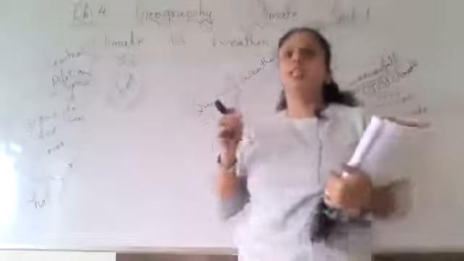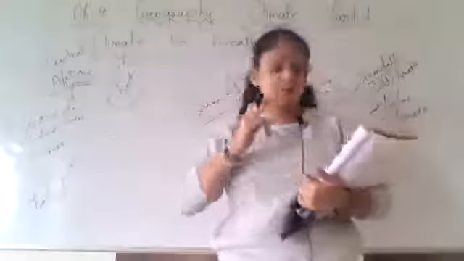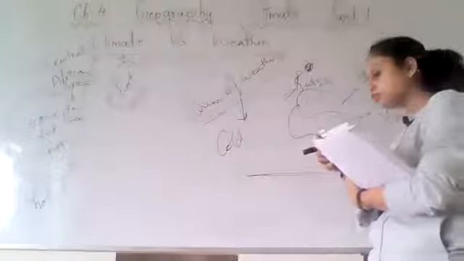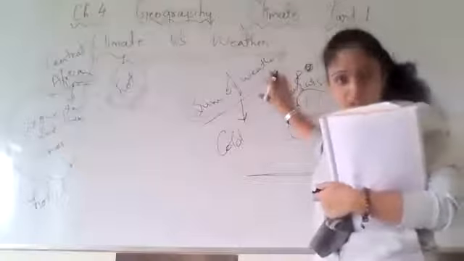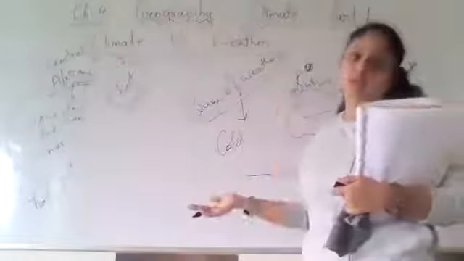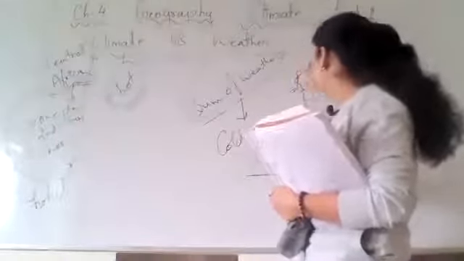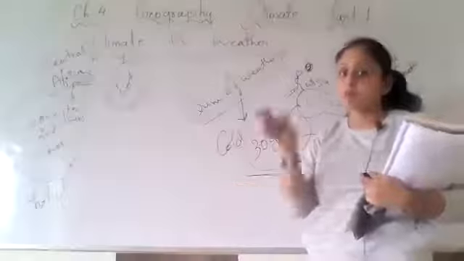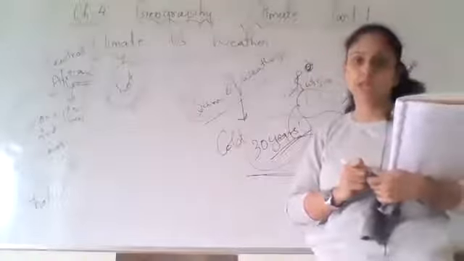So weather can change instantly. It is a day-to-day phenomenon. But when we talk about the climate, it is the sum total of weather condition for a long period of time. So it is 30 years. Whatever weather condition a place is having for more than 30 years, that is to be the climate. Okay.